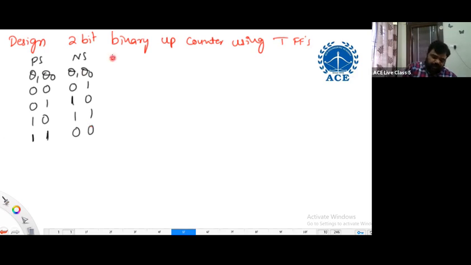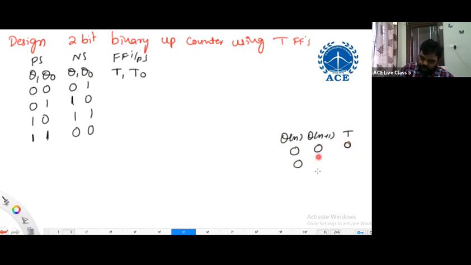Then I need to get the flip-flop inputs. Here you need to focus. What is the flip-flop? T flip-flops, T1, T0. I know the excitation, simple thing. Q of n plus 1, then toggle flip-flop T input. 0 to 0, T is 0. 0 to 1, 1. 1 to 0, 1. 1 to 1, 0.